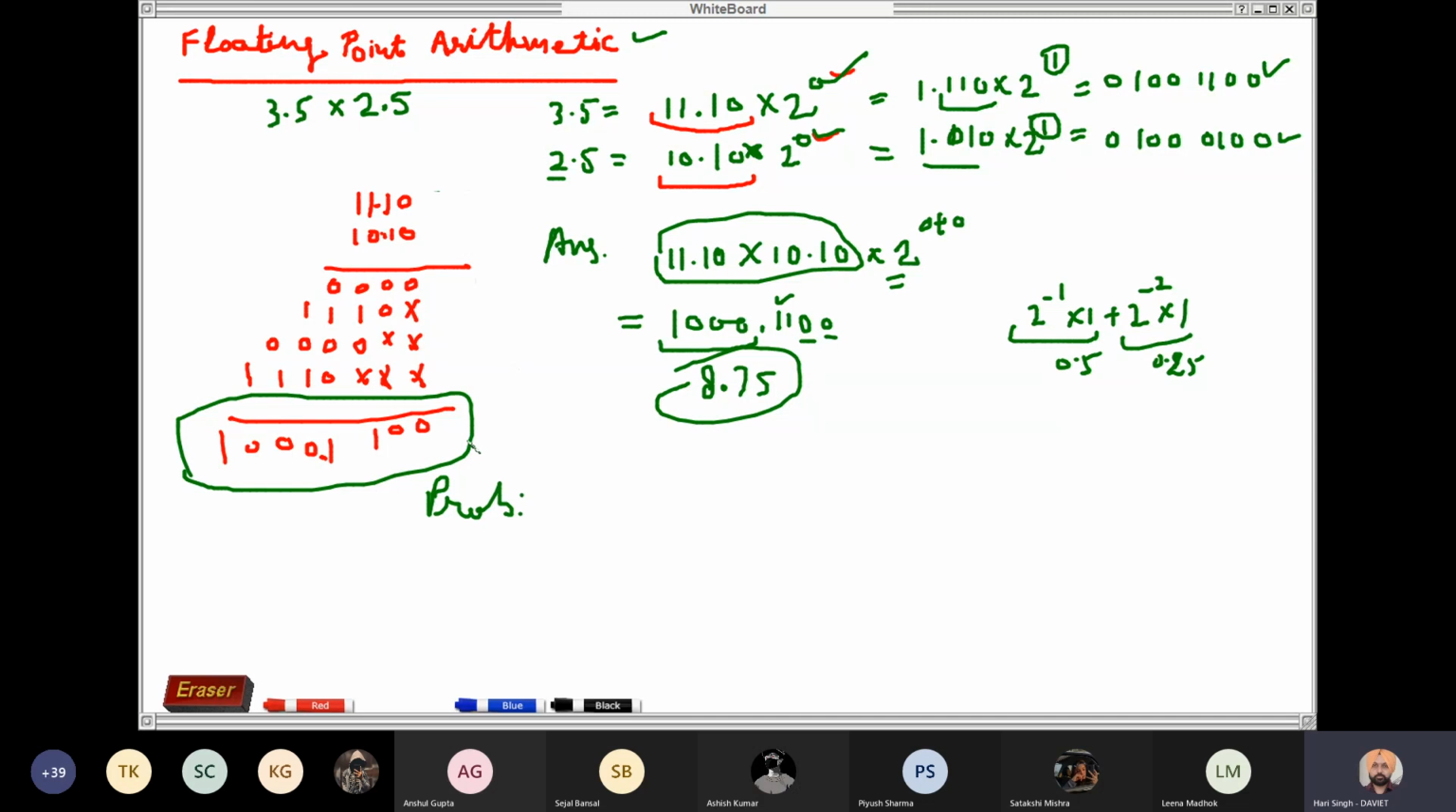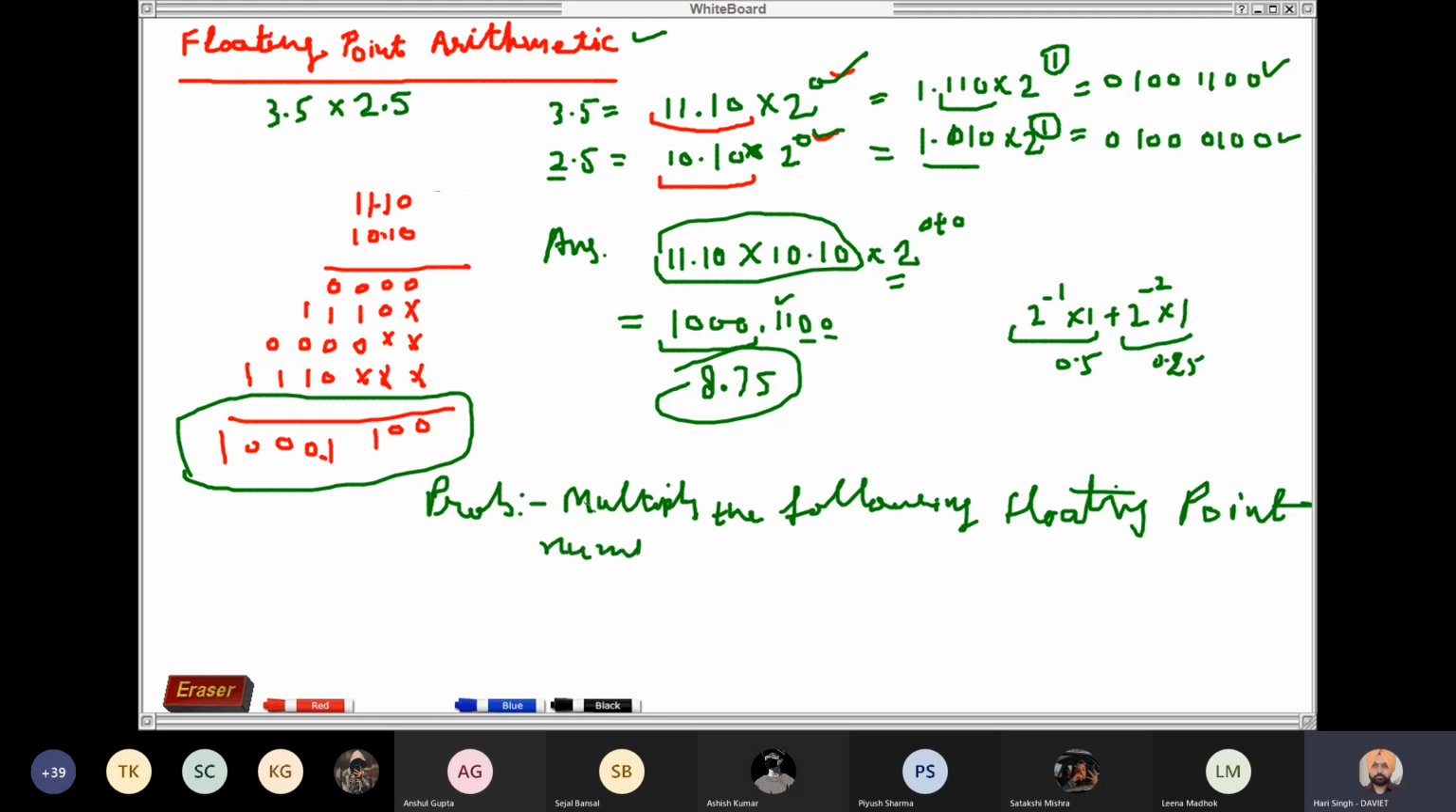So you can be given a problem like, the problem statement can be: multiply the following floating point numbers. It is 0, 1, 0, 0, 1, 1, 0, 0 and 0, 1, 0, 0, 0, 1, 0, 0.